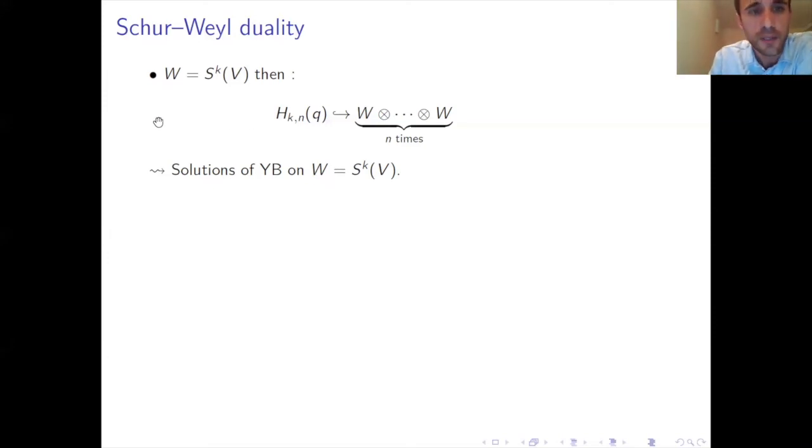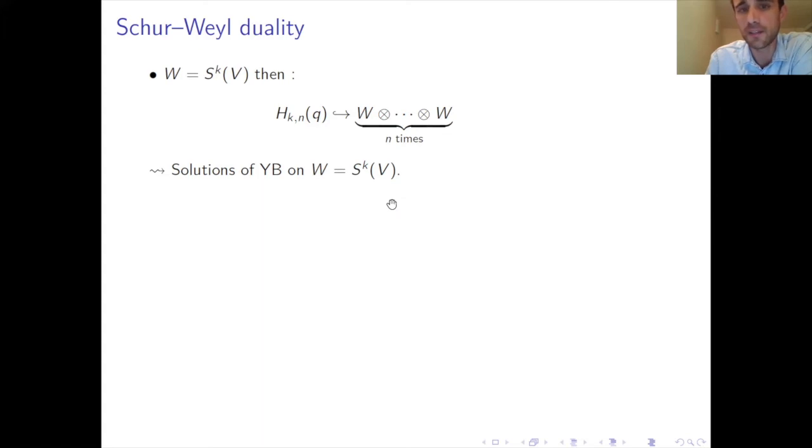More precisely, take a vector space V. Remember, this W was the k-th symmetric power of V. And we built the algebra for this property, so it's not really surprising, but it's very nice. We have an action of the fused Hecke algebra, a local representation on this tensor space. So already from this statement, what we obtain is solutions of the Yang-Baxter equation acting on this space W. So we recover this way the solutions coming from this representation of the quantum group U_q(sl_D).